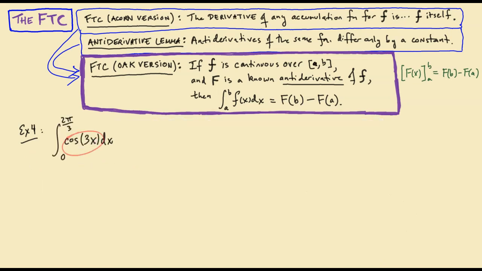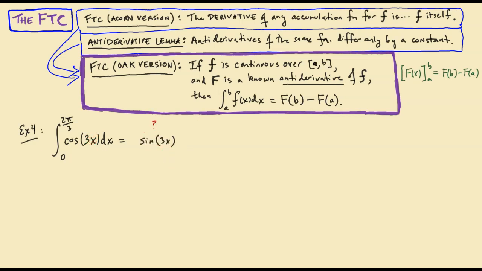The integral of cosine 3x from 0 to 2 pi over 3. Well, we have to find an antiderivative of this function. You're an old pro at that. That's what we talked about in the last video. We can come up with an antiderivative of that function by using the old guess and adjust trick. I mean, forget about the 3x. The outer function here is cosine. So we expect the antiderivative to be something like sine of 3x.